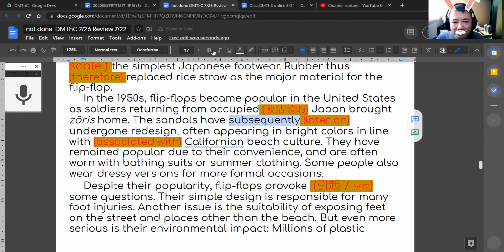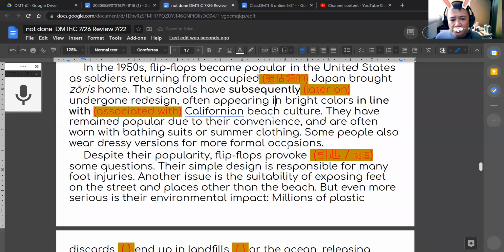Maybe I'll eventually stop doing this because if I keep doing this, I'm just going to get more and more vocabulary words and then never have time to review them. So the sandals have subsequently, later on, undergone redesign, often appearing in bright colors, in line with, associated with Californian beach culture.